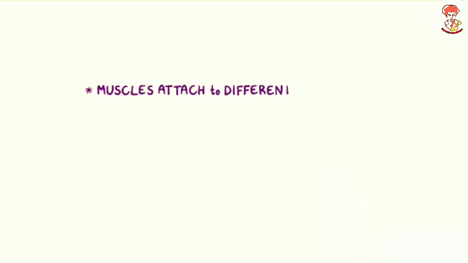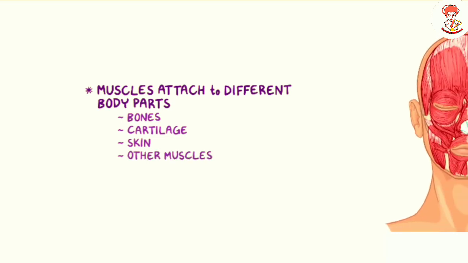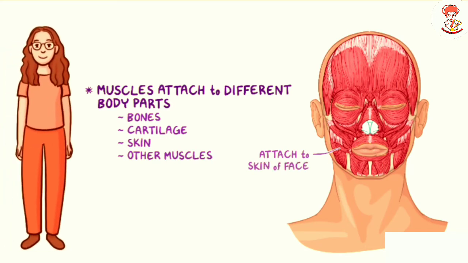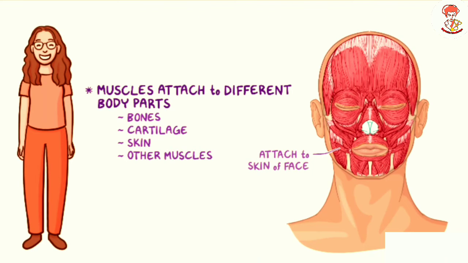Muscles attach to different body parts including bones, cartilage, skin, or even other muscles. For example, many facial muscles attach to the skin of the face, which allows facial muscles to move the skin of the face to produce facial expressions like smiling.